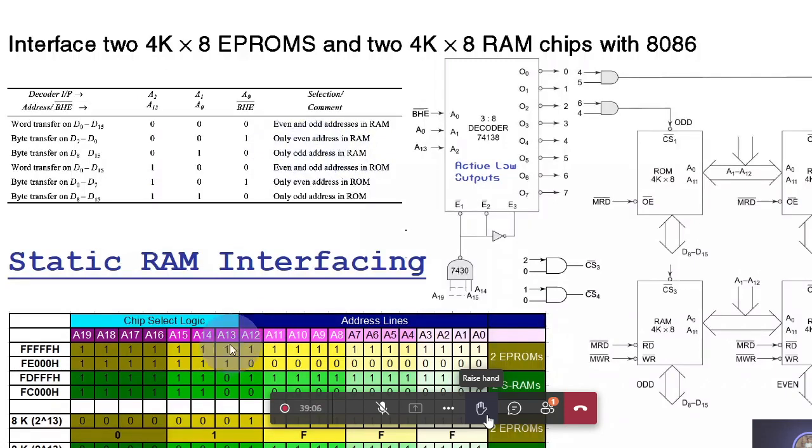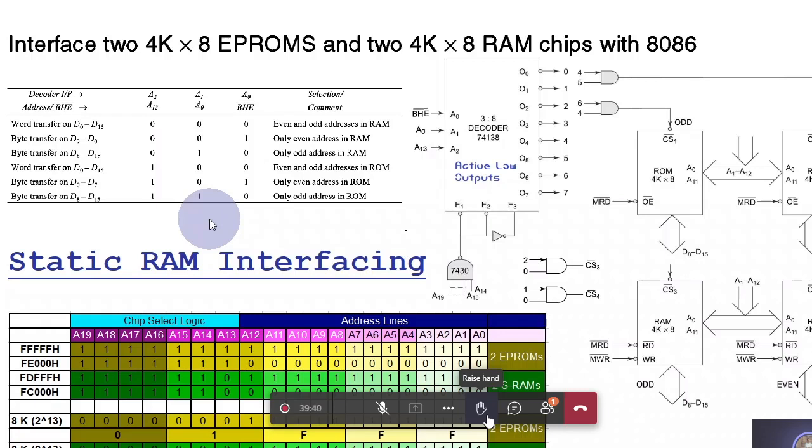So depending upon your A13, BHE bar and A0, you will be able to decide these 8 conditions. You can verify for yourself that these 8 conditions will be there for RAM and ROM chips, right? So this A13 has been introduced with an intent to select either RAM or ROM. Only 6 of the useful conditions are shown here. The rest of the conditions are left. They are not used for our purpose. They will be don't care conditions, right?